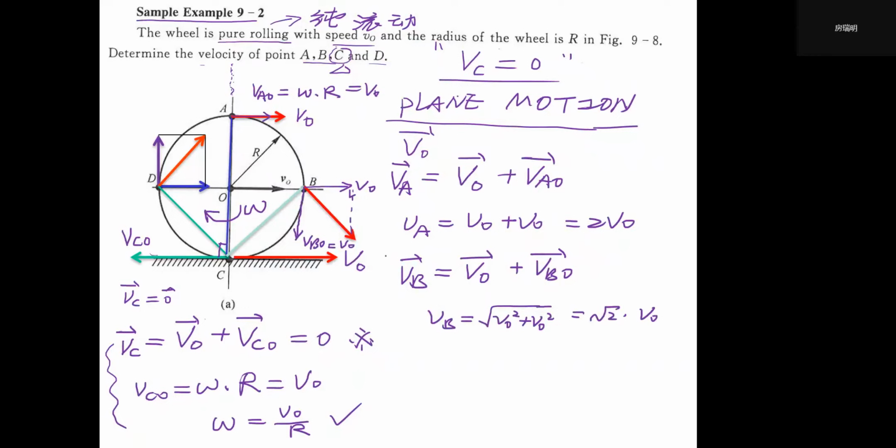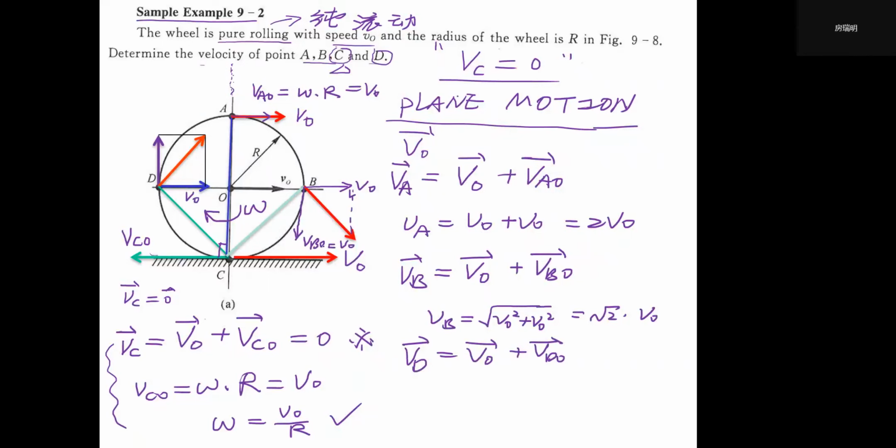So we follow the same pattern. There is only one point we have not analyzed. So we use this equation again: VD equals VO plus VDO, because O is a pole point. So first we draw VO here. So this is VO.